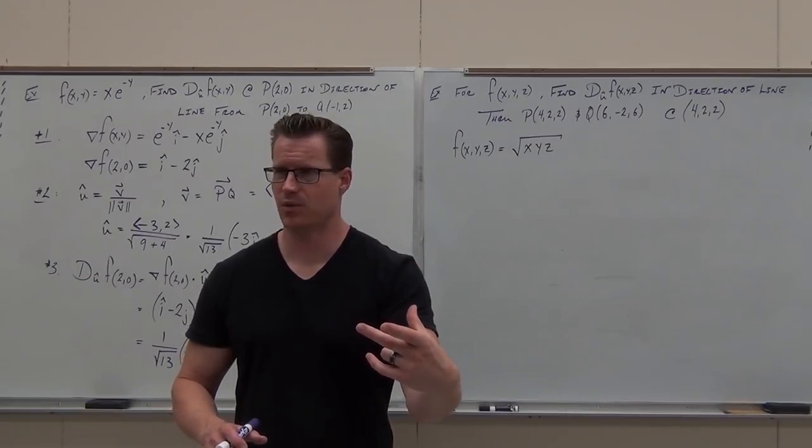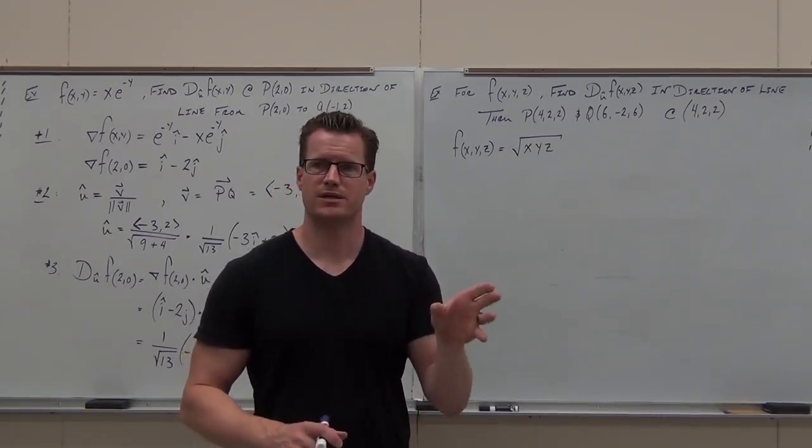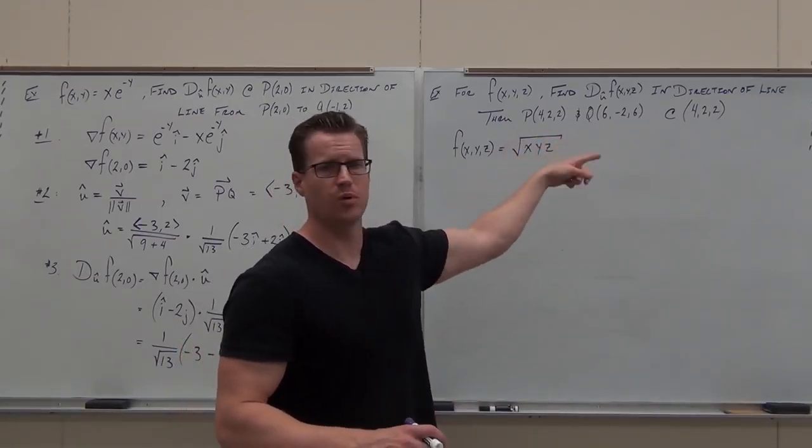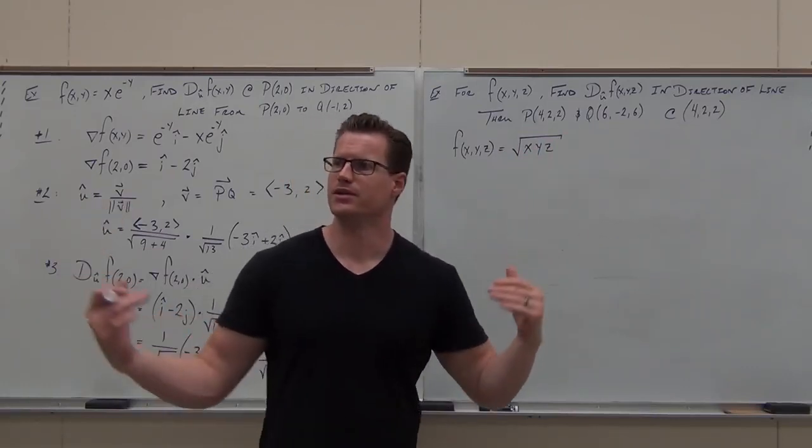Did you guys get it? That's step 1. Find that. Find the unit vector between 2 points. Find that. Then do a dot product.